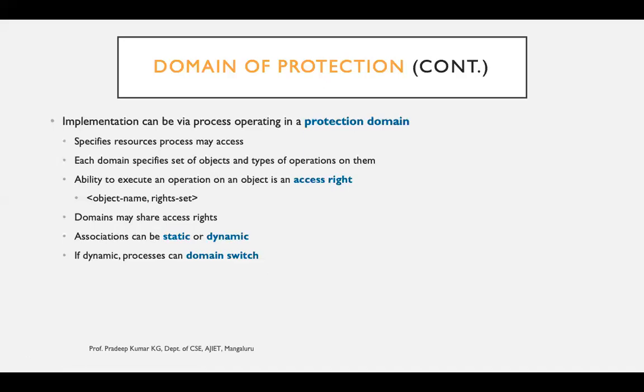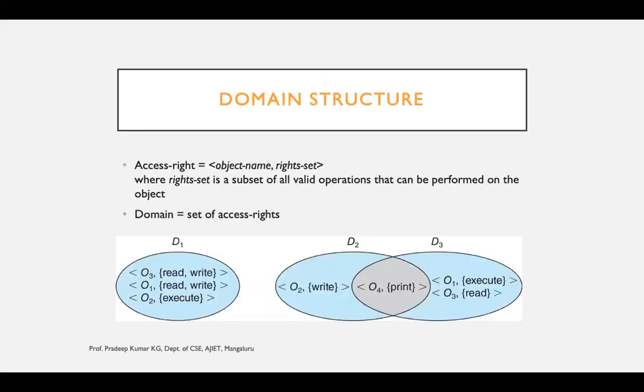Any clarification on this, please raise your hand and you can clear your doubts later in the discussion. So how can the domain structure be? The domain structure can be set based on access rights, with the object name and rights set. Here, the rights set is a subset of all valid operations that can be performed on the particular object. So what are these rights sets? Either read, write, or execute, any combination of these three.